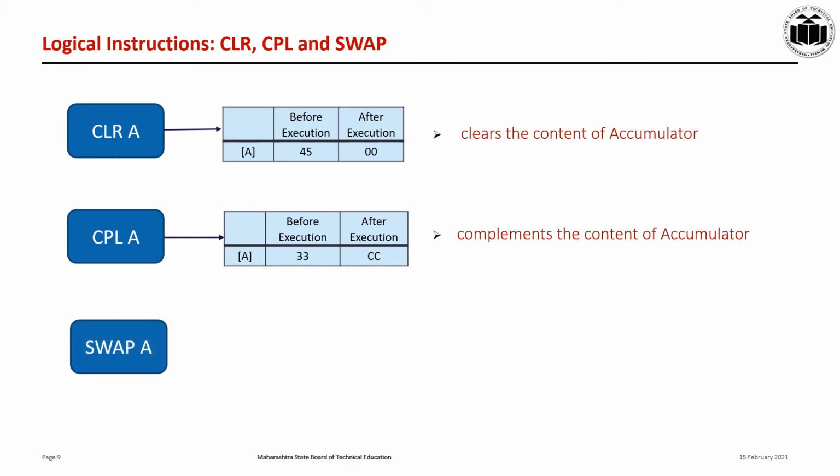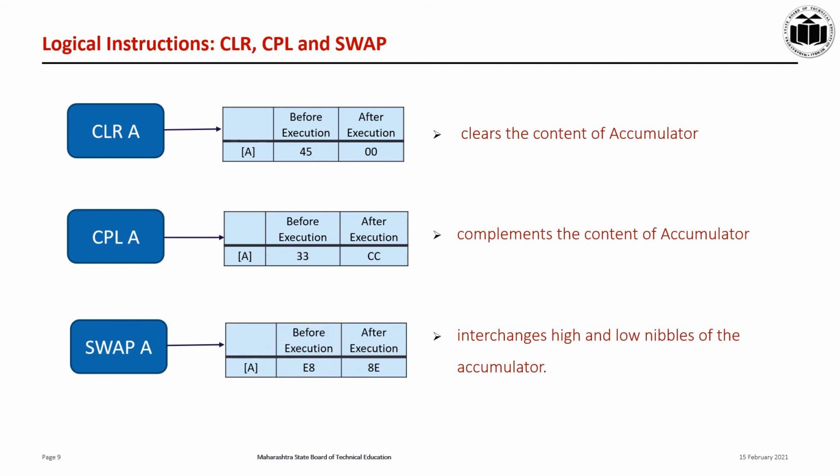SWAP A. This instruction swaps nibbles; a nibble refers to a group of 4 bits. This instruction interchanges the high and low nibbles of the accumulator. If the accumulator contains E8H, then after execution of this instruction, the accumulator will contain 8EH.